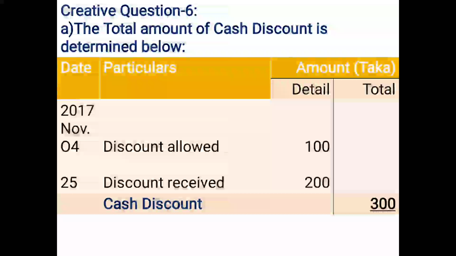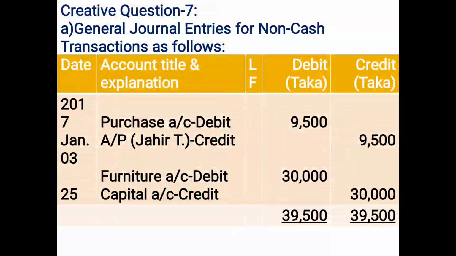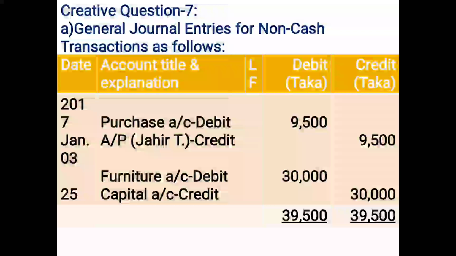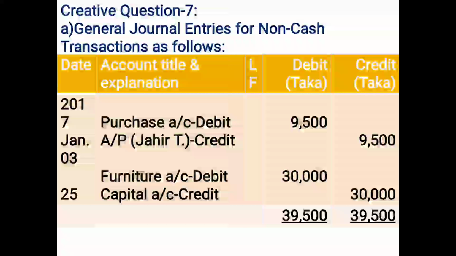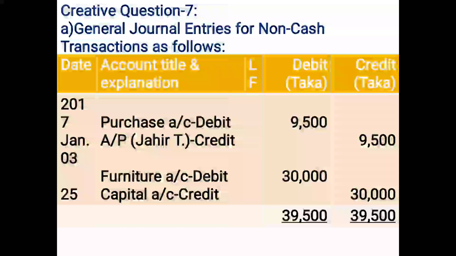Now we can go to requirement A for creative question 7. Show the general journal entries of those transactions not included in the cash book, that is non-cash transactions. In this question, two transactions are involved in the non-cash transactions. The first one is January 3. Goods purchased from Johi Traders at a discount of 5%, taka 10,000. The 5% discount is a trade discount.